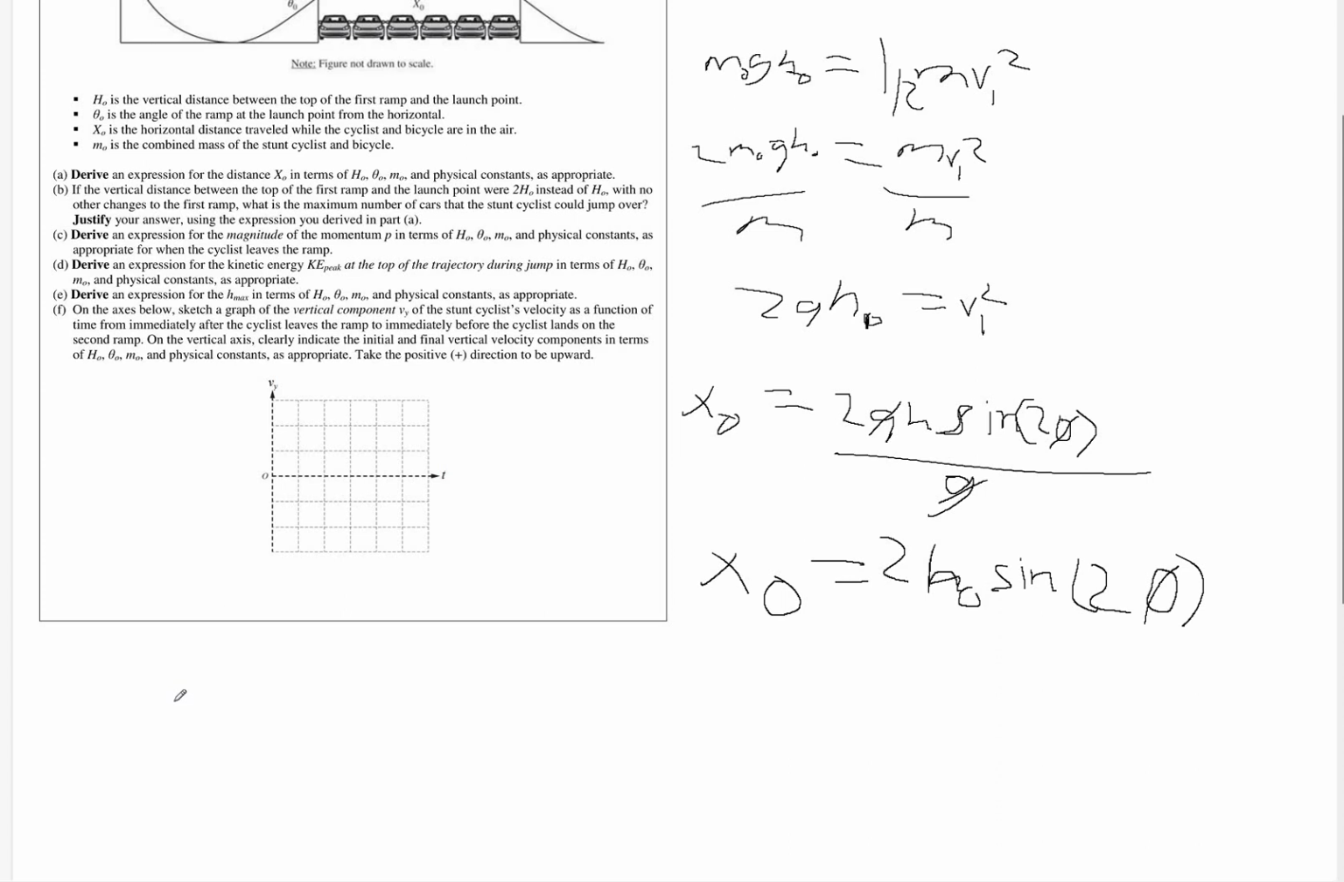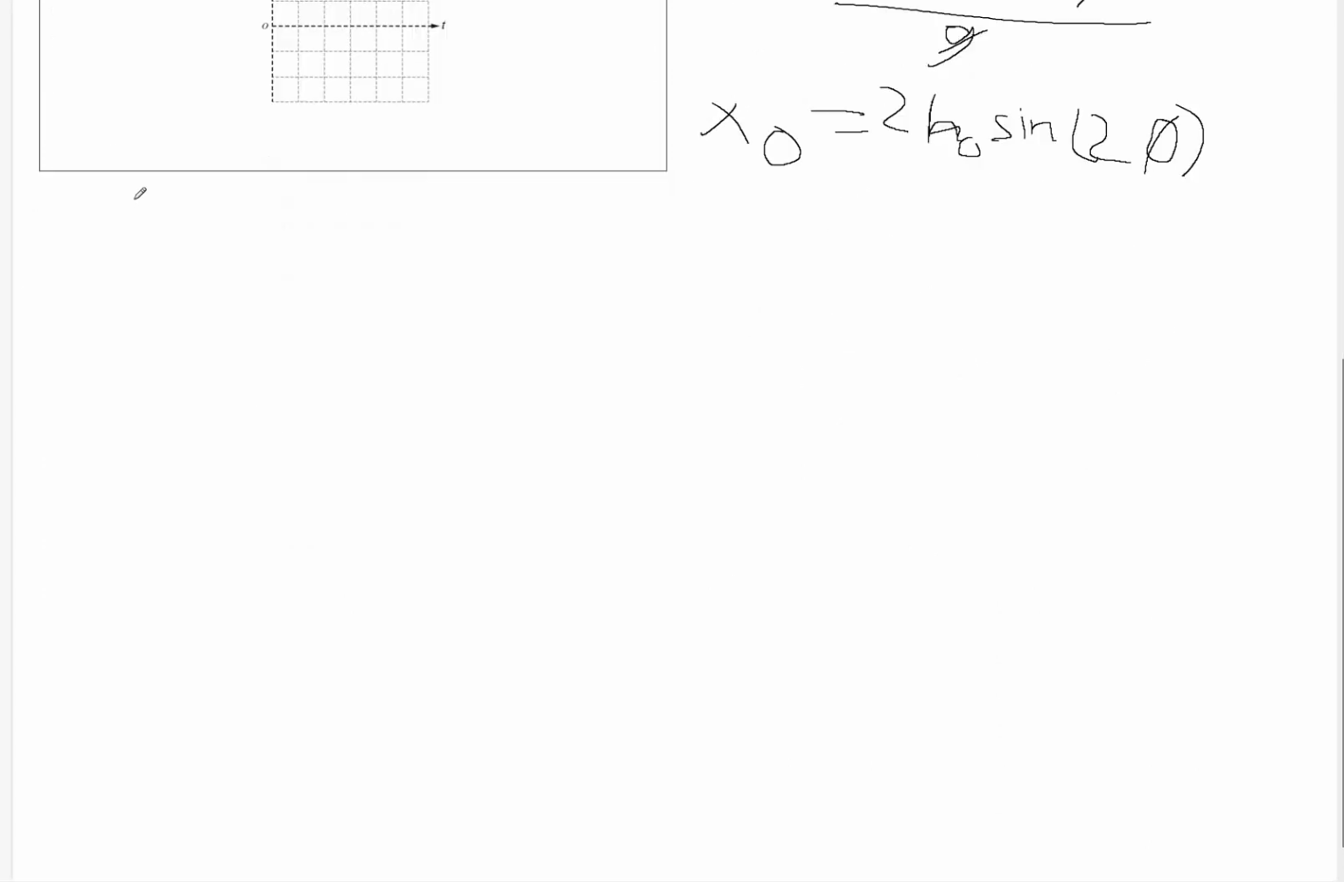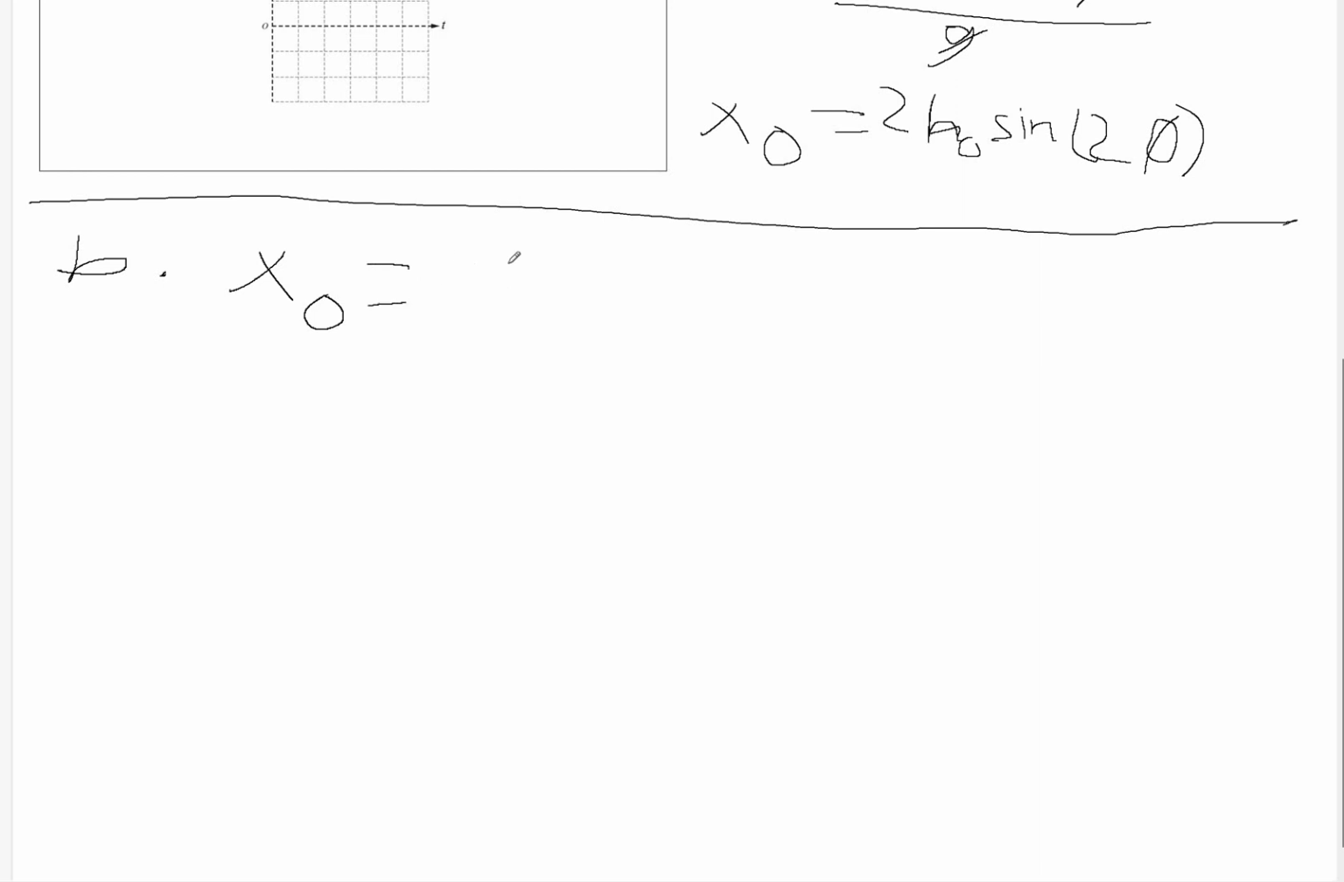Alright, in part B, it asks if the vertical distance between the top of the first ramp and the launch point were 2h naught instead of h naught, with no other changes to the first ramp, what is the maximum number of cars that the stunt cyclist could jump over? Justify your answer using the expression you derived in part A. So in part B, using the expression I derived in the beginning, 2h sine 2 theta.